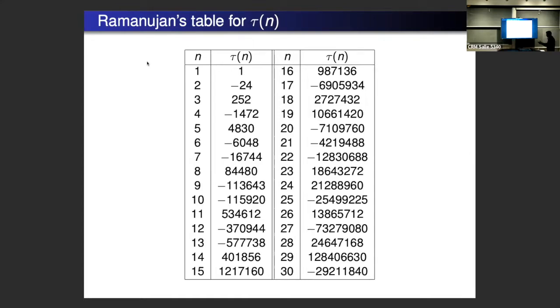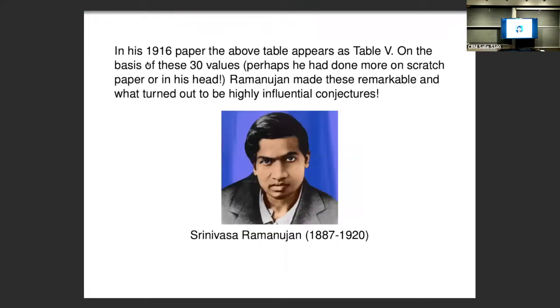So he computed presumably by hand, of course. And just looking at these, or looking at more values which he didn't write down in this table, he conjectured these things. There's a table in this 1916 paper. He made these remarkable conjectures on the basis of these 30 values, which he wrote down, or perhaps more values he computed and did not include in the paper. And here's a picture of him.